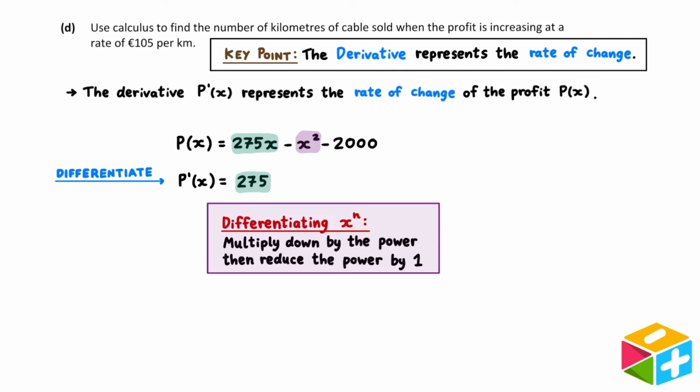To differentiate the x squared, we should use the rule for differentiating powers of x. This states that we should multiply down by the power, then reduce the power by 1. Here, we should multiply down by 2, and then reduce the power from 2 to 1. So after we differentiate, we get 2x to the power of 1. By convention, we don't bother writing in the power of 1, so we can write this as 2x.